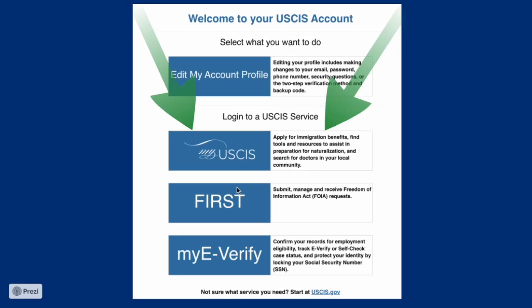Once your account is created, select the My USCIS icon under Log into a USCIS service. This option will have the language that says Apply for Immigration Benefits. You will be asked to log in again with the credentials you have just created.